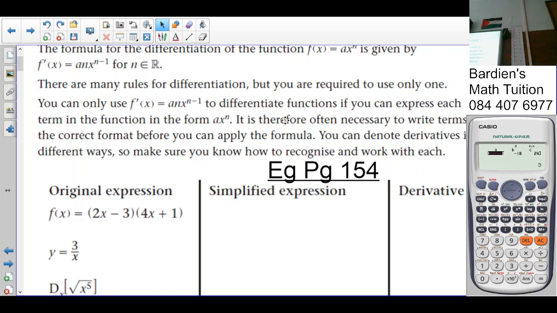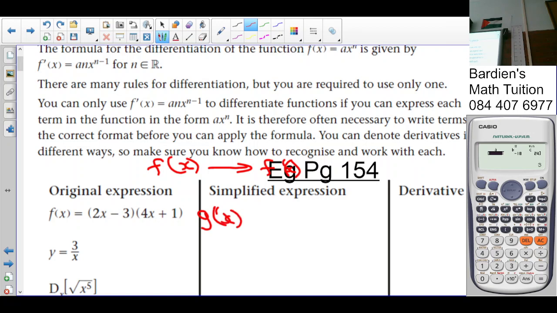It's therefore necessary to write it in the correct format before you can apply the formula. You can denote the derivatives in different ways, so make sure you know how to recognize and work with each. Remember we worked with f of x and g of x. For f of x, when we apply the derivative, we say that is f dash of x. When it was g of x and we applied the derivative, it became g dash of x.